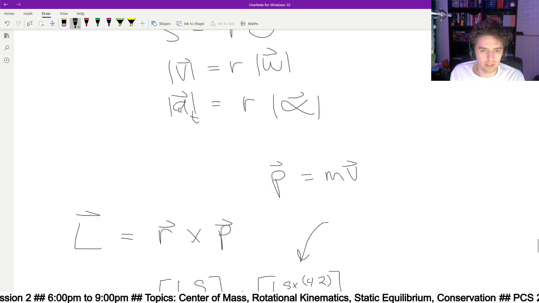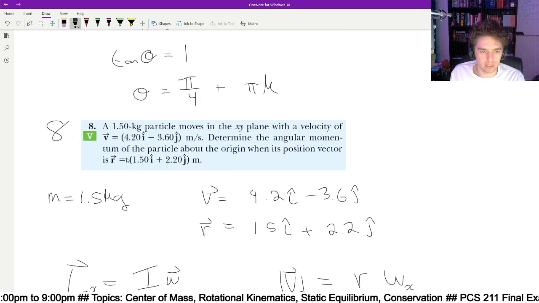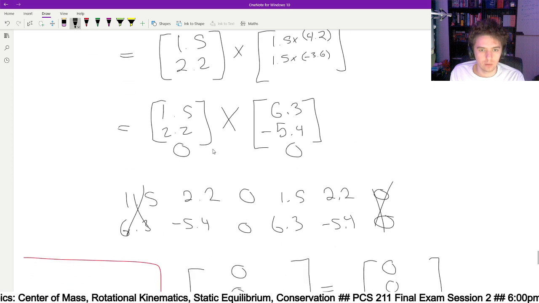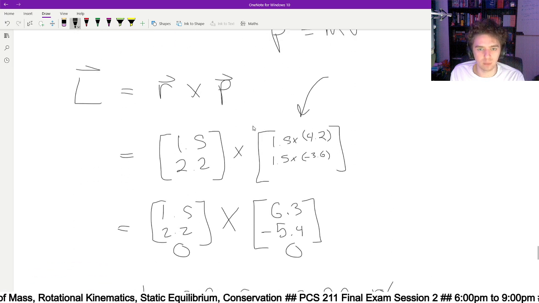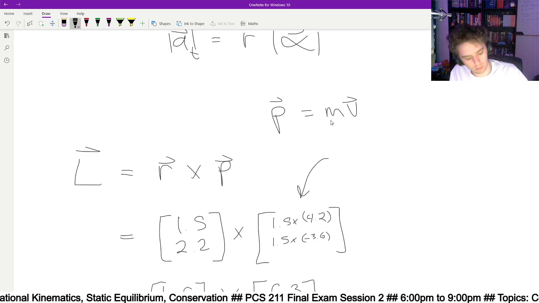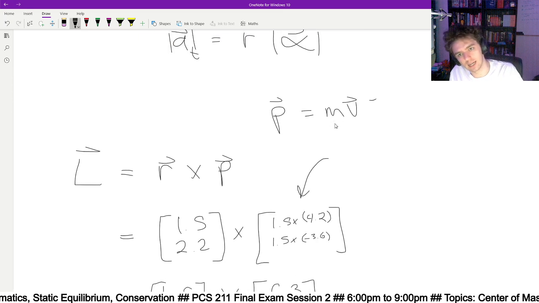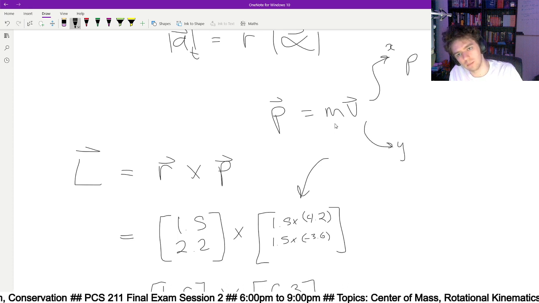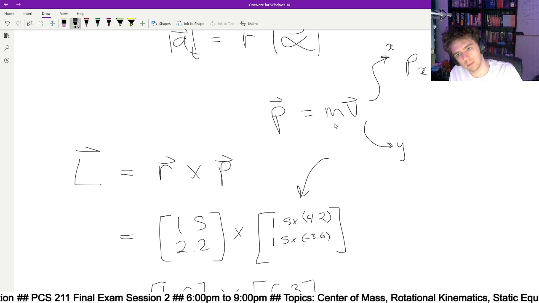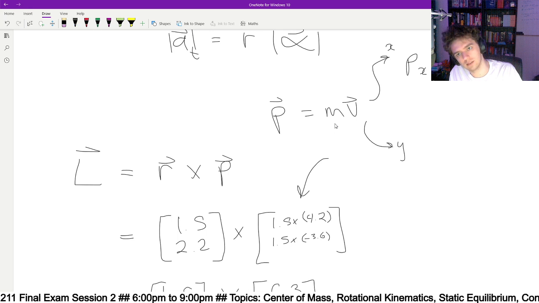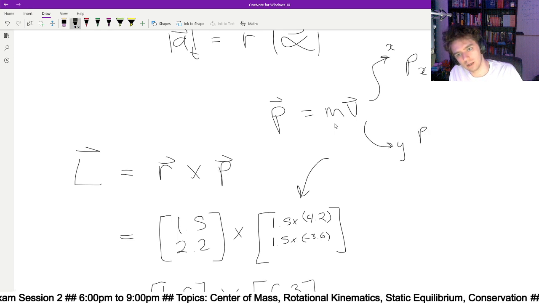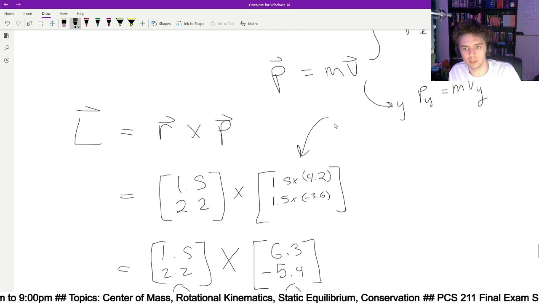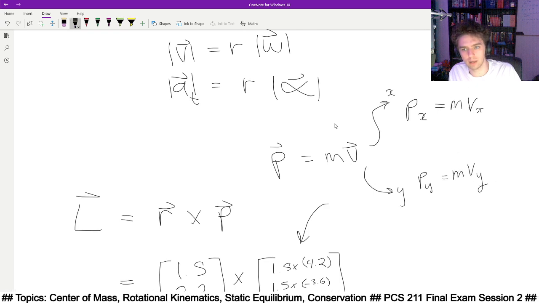So the radial vector is just the position from the origin. Position from the origin, right? 1.5, 2.2. I want to cross that with the linear momentum. Well, the linear momentum has two components. It has an x component and a y component, right? px equals m vx, and py equals m vy. So in both cases, you take the velocity and multiply it by the mass.